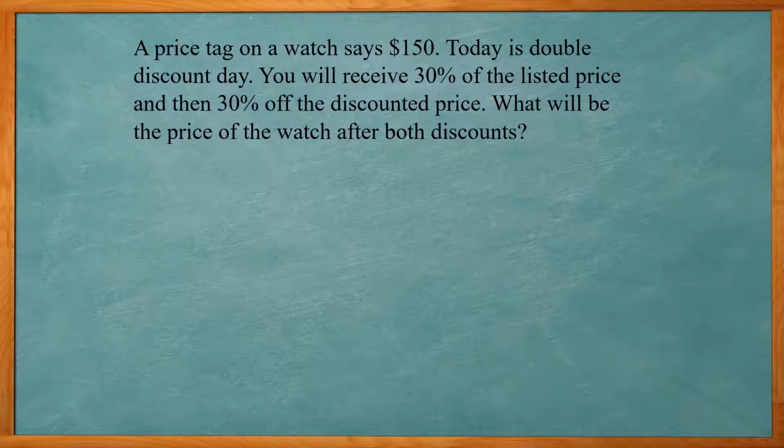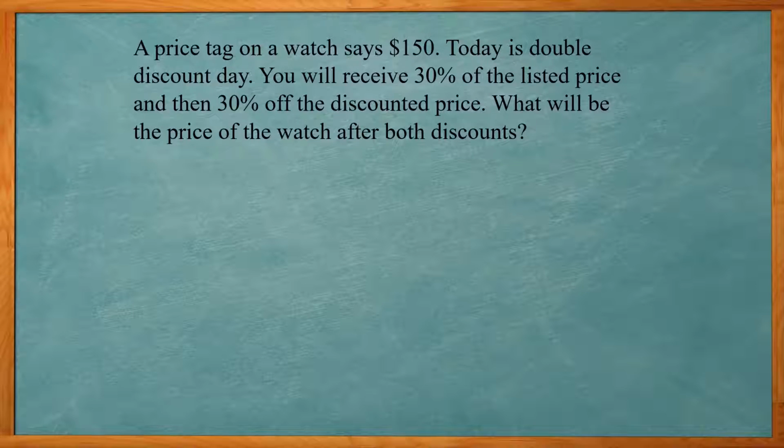This one says a price tag on a watch says $150. Today is double discount day. You will receive 30% off the listed price and then 30% off the discounted price. What will be the price of the watch after both discounts? So I could figure out what 30% of 150 is and subtract it from 150. And then take that price, find 30% of that, and subtract that from that price. But I want to do it the shortcut way.